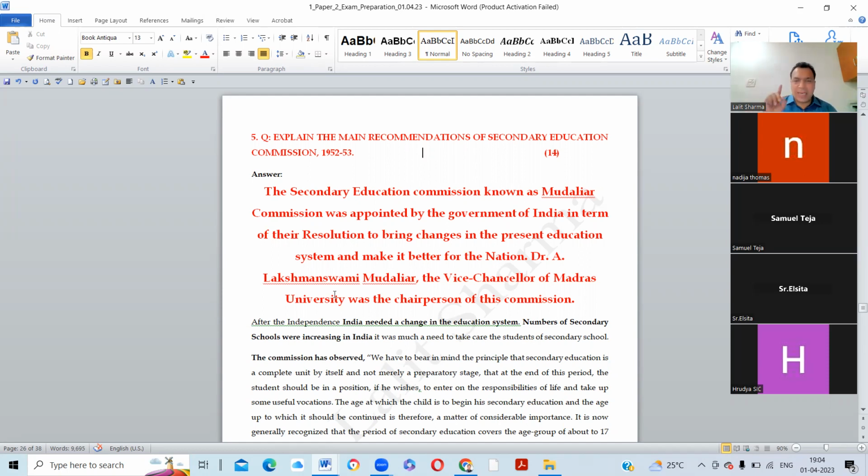Okay, got the point? Now this thing I'm telling you: when you write this answer, recommendations of the Secondary Education Commission, and you are writing any name, you have to underline that name, because the examiner doesn't have the time to read all your answers word by word. You have to underline it so he will come to know the name of the vice chancellor, the chairperson, the chairman who was appointed for the Secondary Education Commission.